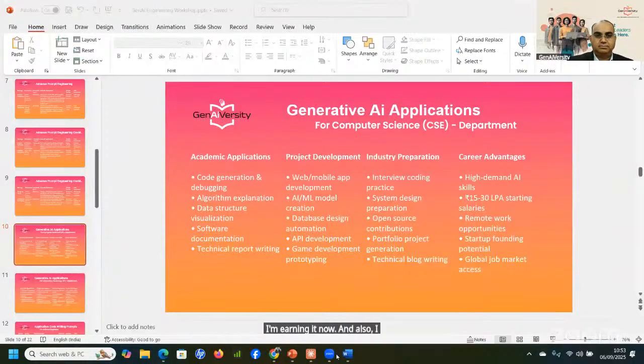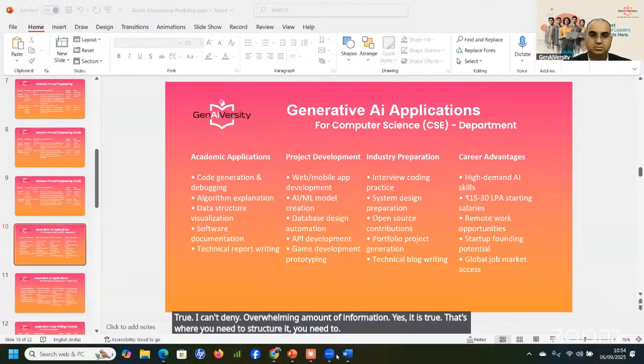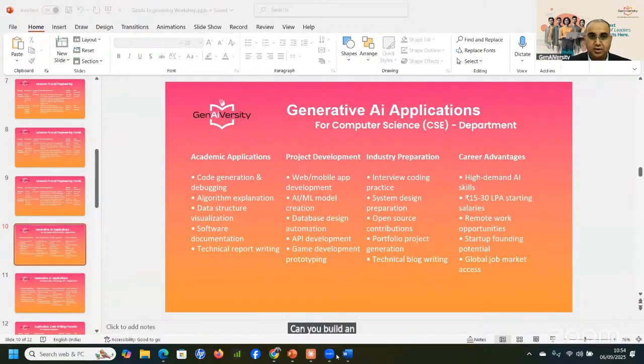And also, I have a couple more. Latest job posting analysis: what percentage of engineering jobs now mention AI/ML skills? What do you think? The second question: biggest challenge in learning AI on your own. True, I can't deny. Overwhelming amount of information. Yes, it is true. That's where you need to structure it. Can you build an AI solution for a real engineering problem right now with some help and guide? I like your spirit.